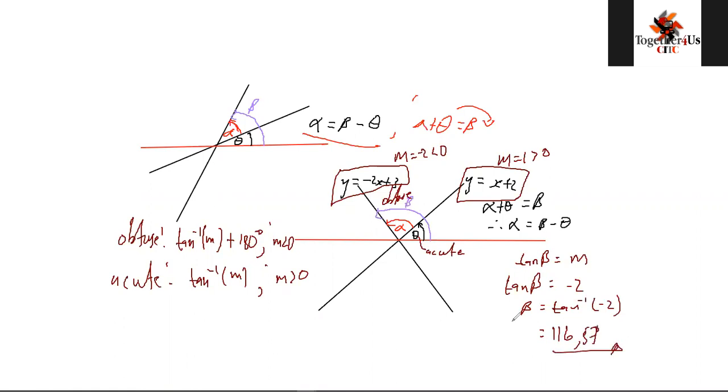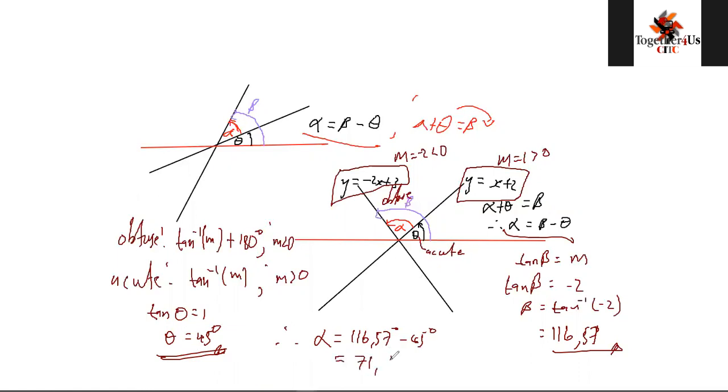So beta, if you take arctan, is 116.57 degrees. Similarly, for the positive line, tan theta in this case is equal to 1. I hope you know your special angles. So theta is 45 degrees. Therefore, by this equation, alpha is 116.57 minus 45, and that is 71.57 degrees. So this is generally, guys, how you are going to look for an angle that is hidden somewhere between two lines. Cheers.